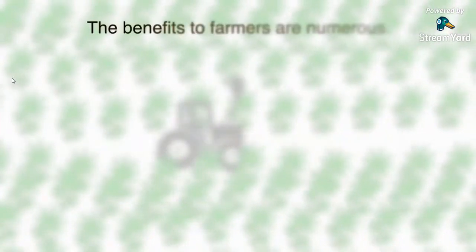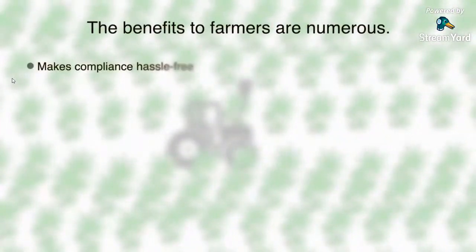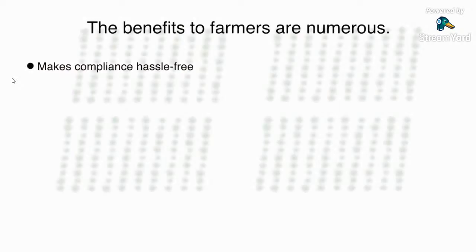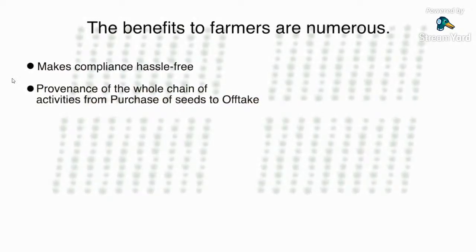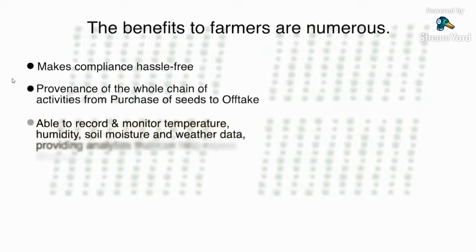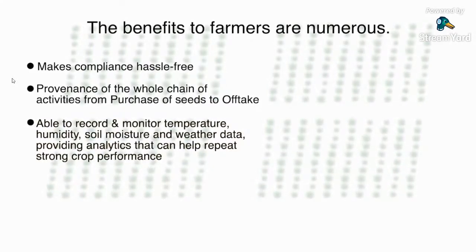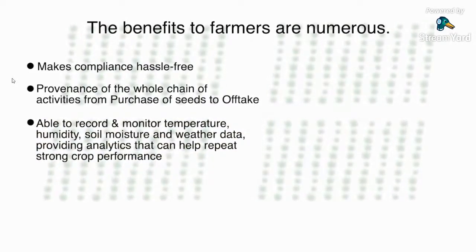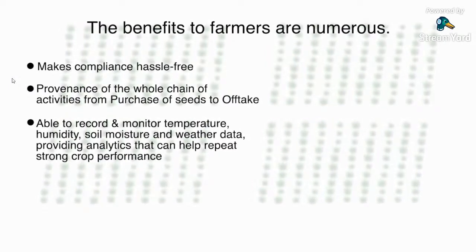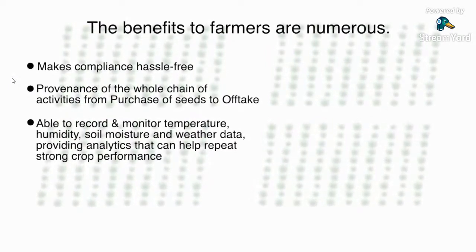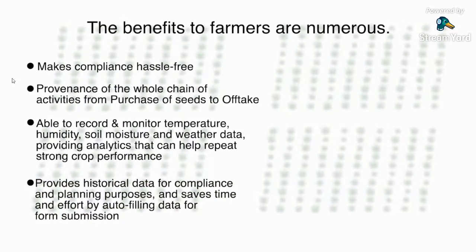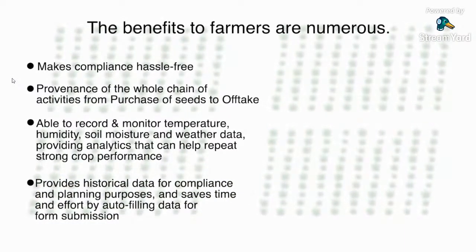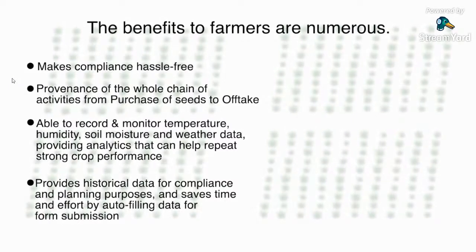The benefits to farmers are numerous. Makes compliance hassle-free. Provenance of the whole chain of activities, from purchase of seeds to offtake. Able to record and monitor temperature, humidity, soil moisture, and weather data, providing analytics that can help repeat strong crop performance. Provides historical data for compliance and planning purposes, and saves time and effort by autofilling data for form submission.